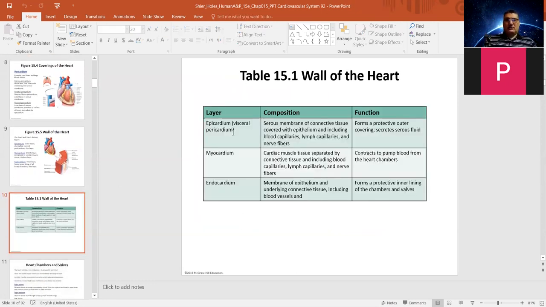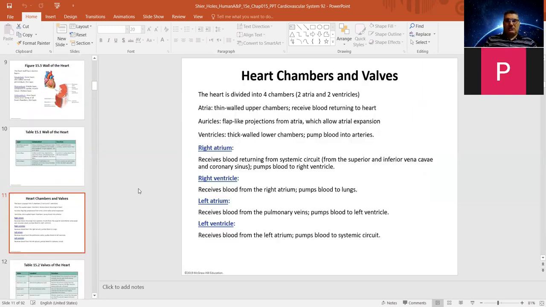So here is epicardium, myocardium, endocardium. Endocardium is the innermost, myocardium is the middle one, the muscle that contracts, and the outer one serves as epicardium and visceral pericardium, and this is the protective one, the outermost.